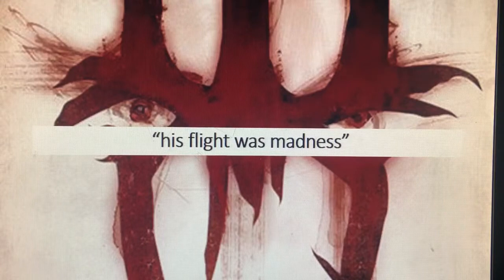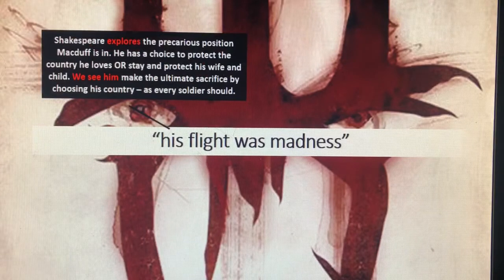This then is a key quote from her. "His flight," that's Macduff's, "was madness." Shakespeare explores the precarious position Macduff was in. He has a choice to protect the country he loves or stay and protect his wife and child. We see him make the ultimate sacrifice by choosing his country, as every soldier would.